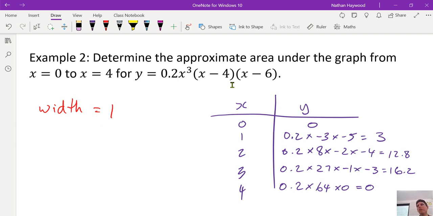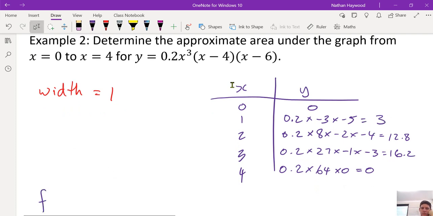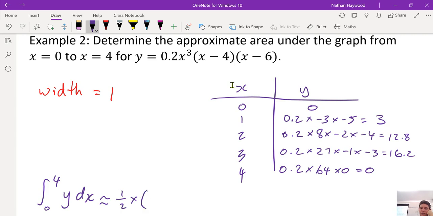Okay, so hopefully most of you have got the y's now. So now you sub those into the trapezoidal rule to get your approximate area. So the integral from 0 to 4 in terms of x is approximately equal to the width divided by 2 times all the y's added together.